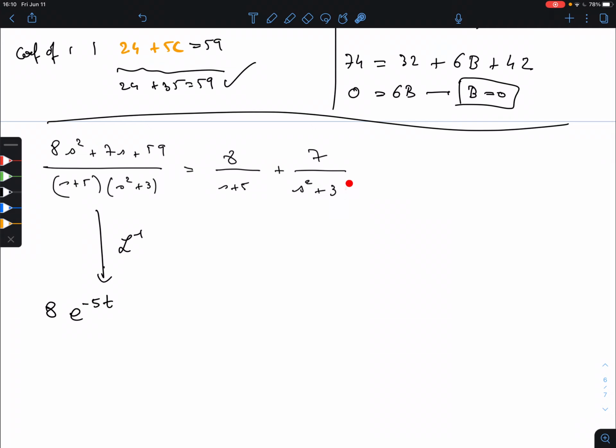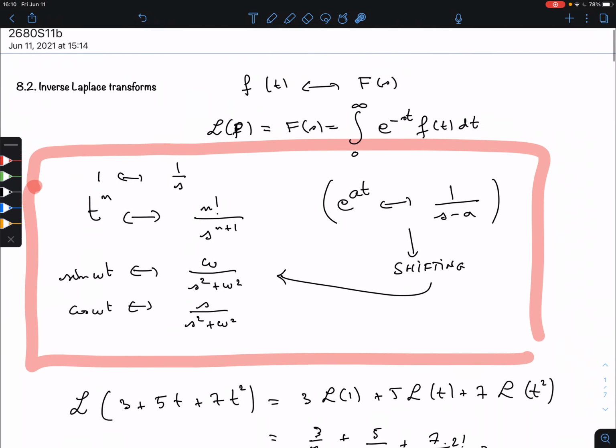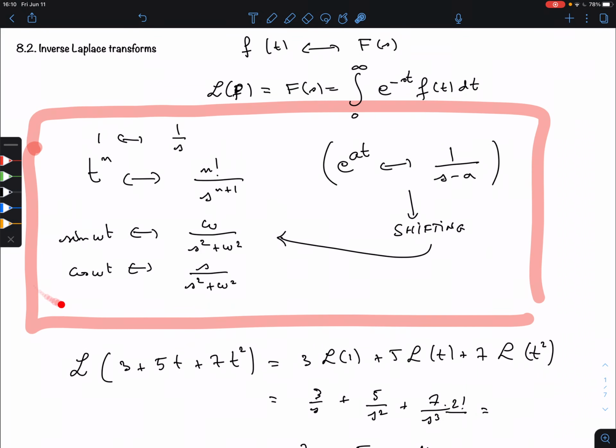Now what is this one? Can I do the same thing? Well, first of all, what's the shift here? The variable is s, so the shift will be 0, so there will be no exponential here. But what then? Let's look at what we have here. We have our tables. We haven't used these yet. And this is exactly where the quadratic irreducibles come in. The quadratic irreducibles are going to give me the two trig functions here.